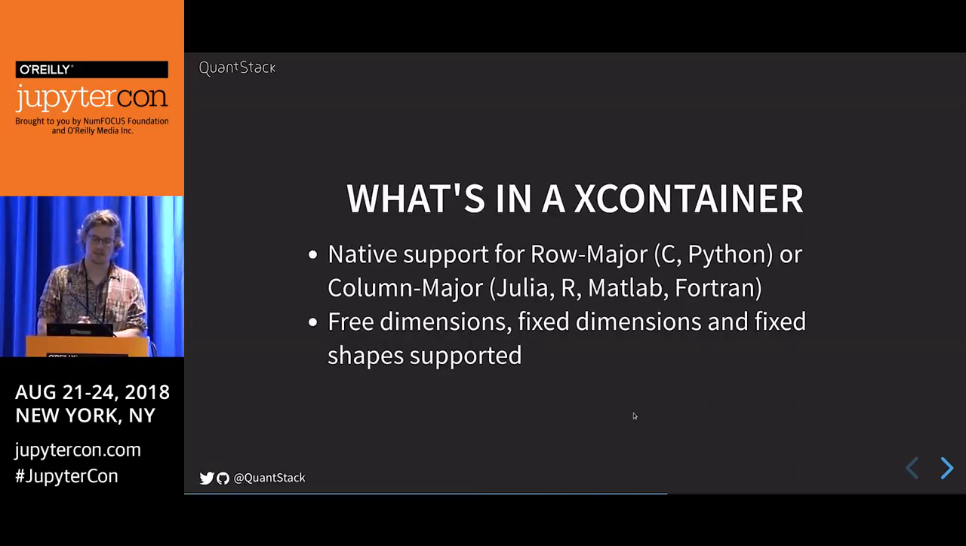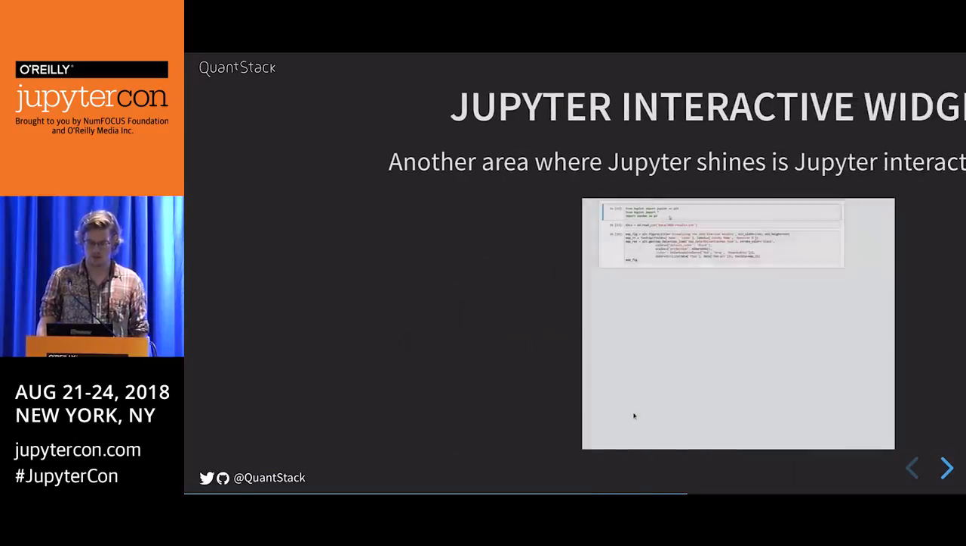And what's in the next container? So with xcontainer, which is the base class of all our data structures, you get native support for row major and column major data storage. So for example, C and Python are using row major, and column major is used in Julia and MATLAB and Fortran, etc. And you have a couple of different data structures to store your shapes in, which allow for really strong optimizations in the C++ compiler.